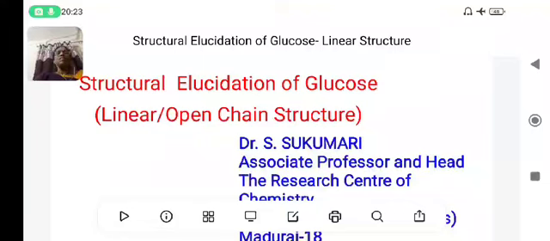Dear students, now we are going to learn the structural elucidation of glucose. Glucose has got linear as well as cyclic structure. Now we are going to learn how the linear structure of glucose is arrived at.